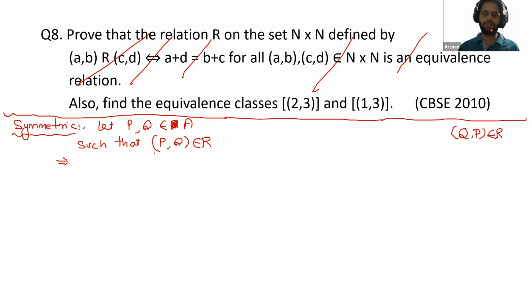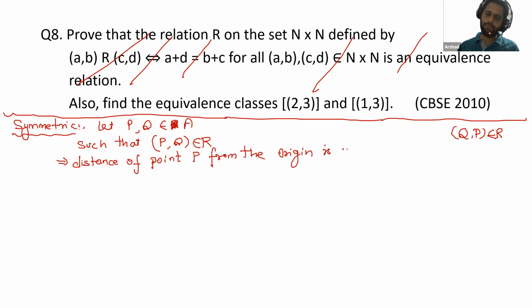Huzaifa, please tell me what is meant by this, P comma Q belongs to R? Yes, P and Q belong to R. So that means what? Distance of point P from the origin is equal to distance of Q from the origin. Distance of Q from the origin.